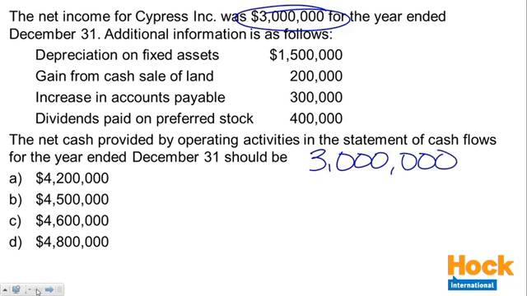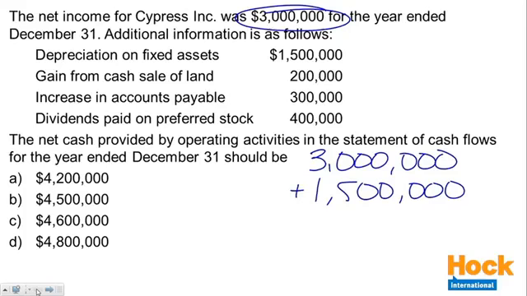And what we need to do is go through each of these four items and determine, is it something that needs to be added back to net income? Is it something that needs to be taken out of net income? Or is it something that there is no adjustment to net income for? So first, depreciation on fixed assets. Well, we know that depreciation is a non-cash item. It's not something we pay each year as a cash outflow. So depreciation expense needs to be added back in to net income in order to calculate our cash flows from operating activities.